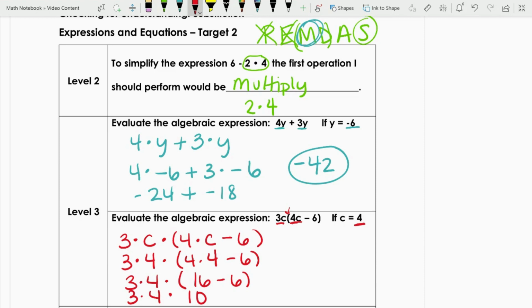And since it's all multiplication, I'm just going to go straight across. So 3 times 4 is 12. And now I have 12 times 10, which is 120. And that should be your answer.